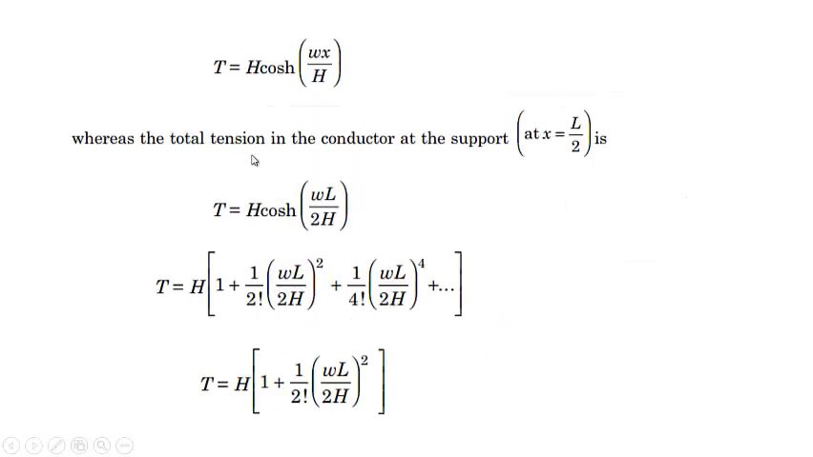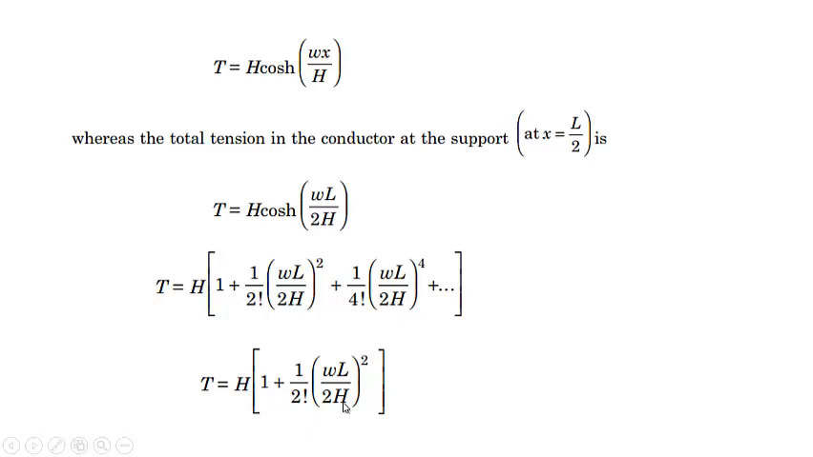Whereas the total tension in the conductor at support will be at x equal to L by 2. When x is equal to L by 2, total tension will be equal to H cos hyperbolic wL by 2h. So when we expand this term, it will be equal to 1 plus 1 by 2 factorial wL by 2h whole square plus all other higher terms. Neglecting other terms, we get T equal to H into 1 plus 1 by 2 factorial wL square by 2h. So this is actually a non-linear equation, or we can say a quadratic equation only, because we are neglecting the higher order terms. Quadratic equation in terms of H.